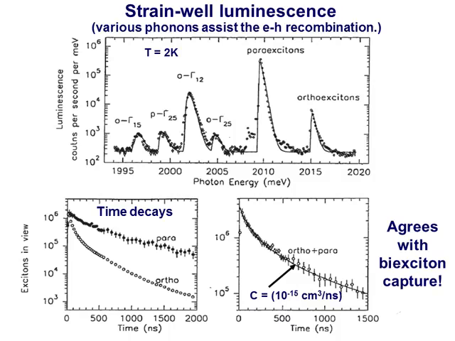Measured here is the luminescent spectrum of strain-confined excitons, showing both ortho and para-exciton luminescence assisted by phonons. The decay of exciton luminescence after direct excitation of the strain well is explained by the formation of biexcitons. The capture coefficient C agrees with that measured for the unstressed crystal.